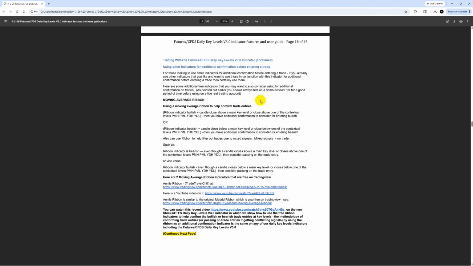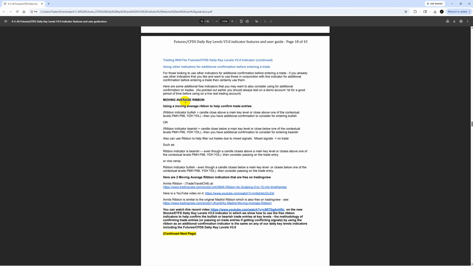You can look here and you'll see that we have some additional free indicators that you may also want to consider using for additional confirmation on trades. First off, we're pointing out here for those looking to use other indicators for additional confirmation before entering a trade: if you already use other indicators that you like and want to use those in conjunction with this indicator, then certainly use them. However, here are some additional free indicators you may want to also consider using for additional confirmation of trades. As pointed out earlier, you should always test on a demo account first for a good period of time before using on a live real trading account.